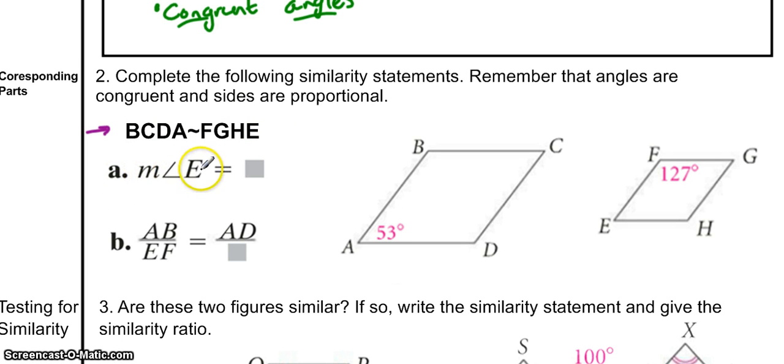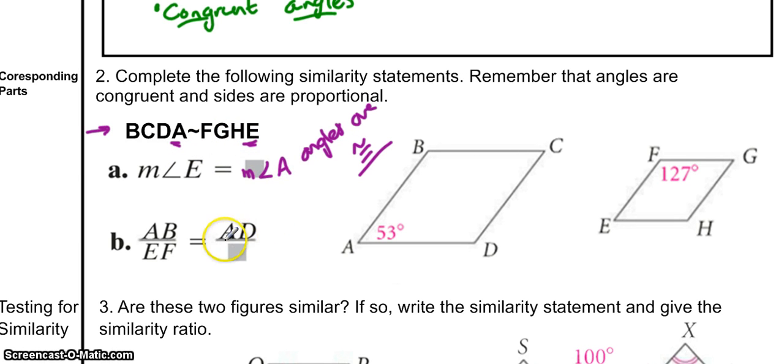The measure of angle E is equal to what? What other angle? Well, if we look up here, E corresponds with A. And we know, since these are similar, the angles are congruent. Angles are congruent, okay? And so E is going to be congruent to A because we're with the last letter in these similarity statements. So I'll write measure of angle A.